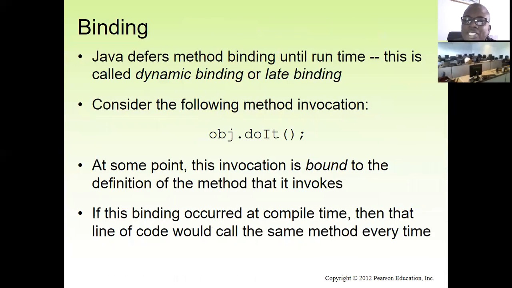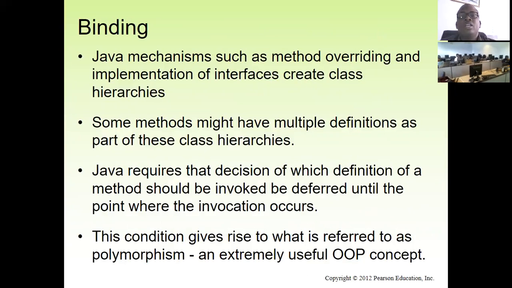Now, obviously, you would imagine that Java is such a great language that it does what is called dynamic binding or late binding. So consider the following method invocation. We have an object obj and we invoke the method doIt. At some point, this invocation is bound to the definition of the method that it invokes. You with me? If this binding occurred at compile time, then that line of code would call the same method every time.